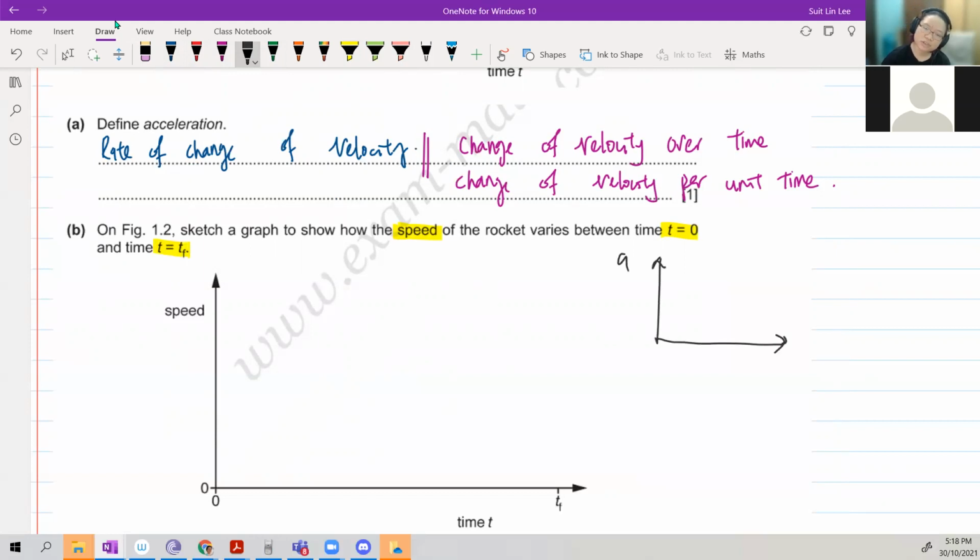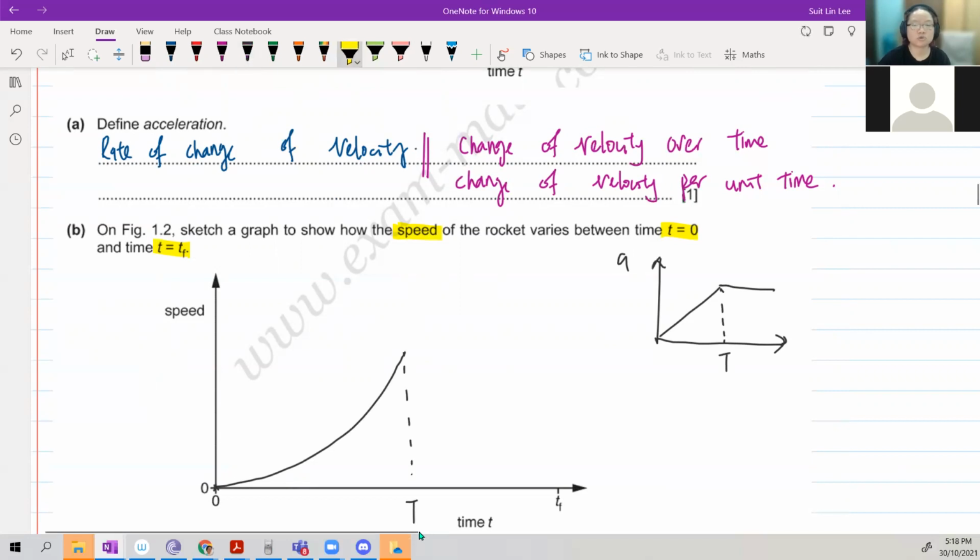Your a-t graph just now was increased to a maximum and then stay the same. So when your acceleration increases, imagine your foot is on the accelerator of a car. You press your accelerator down and then you hold it there. So the velocity or the speed will start from rest. We turn on the engine. We will accelerate until a point here. Let's say this point is t.